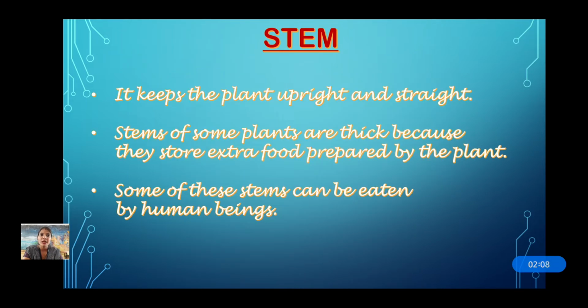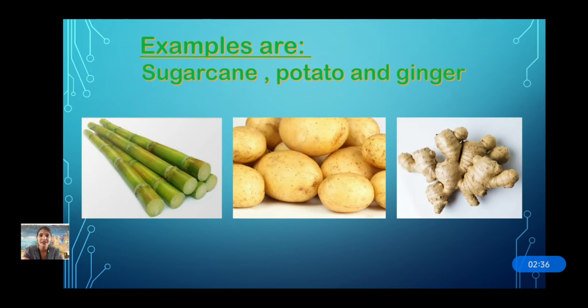Now next, stem. It keeps the plant upright and straight. Without stem, can a plant stand upright? No. Now stems of some plants are thick because they store extra food prepared by the plant. Now some of these stems can be eaten by human beings. How can they be eaten by human beings? Because they have stored extra food in them. So which stems can we eat?